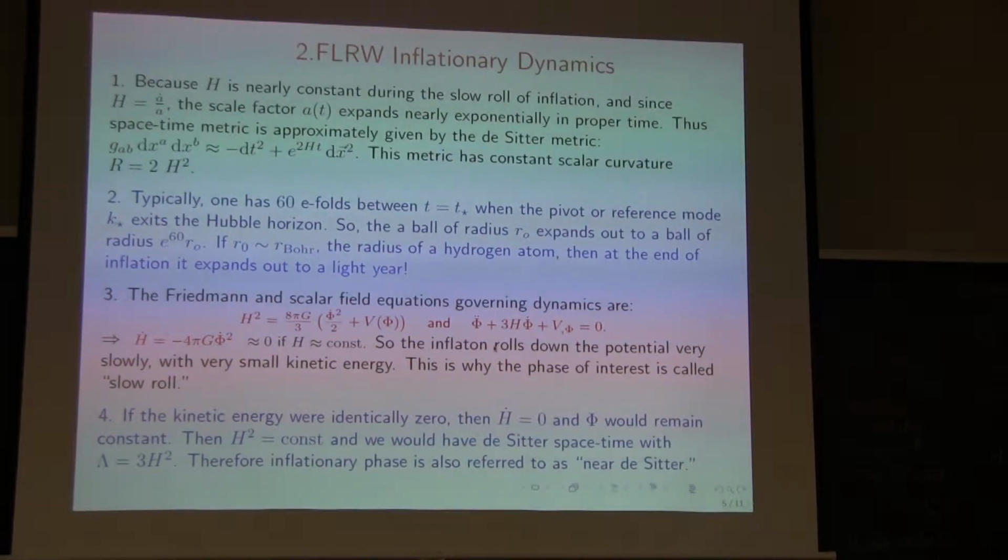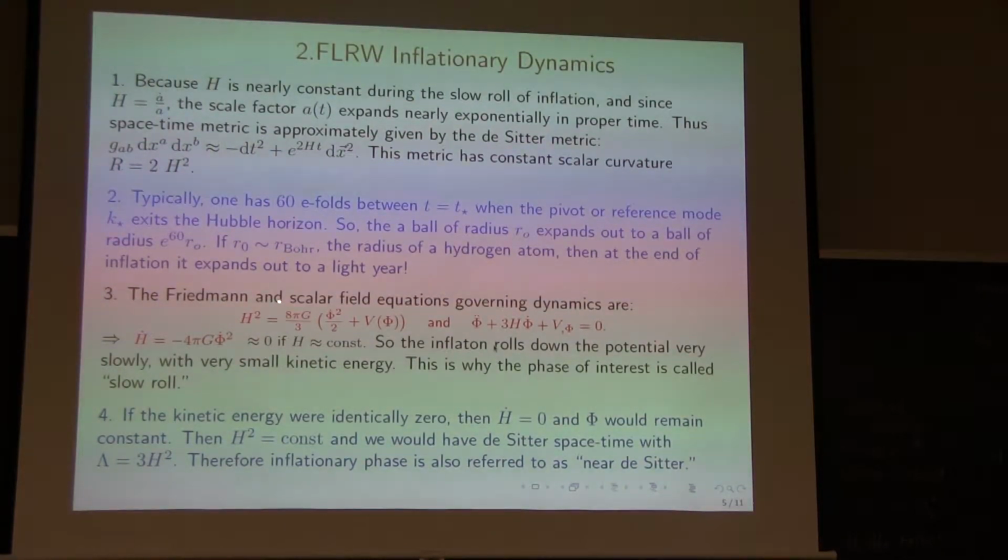meets the Hubble horizon. So a ball of radius r0 expands out to a ball of radius 10 to the 60 times r0. If r0 is the Bohr radius, the radius of a hydrogen atom, then at the end of inflation, it expands out to a light year. So I was wrong about the galaxy. It is a light year, not a galaxy. The size of a galaxy is a kiloparsec, so it's 1,000 times larger.